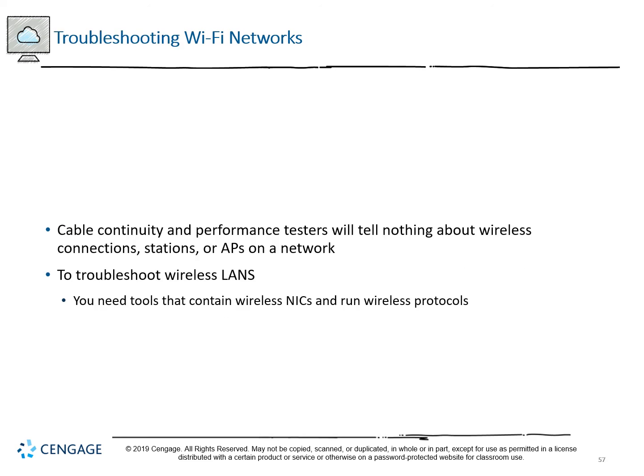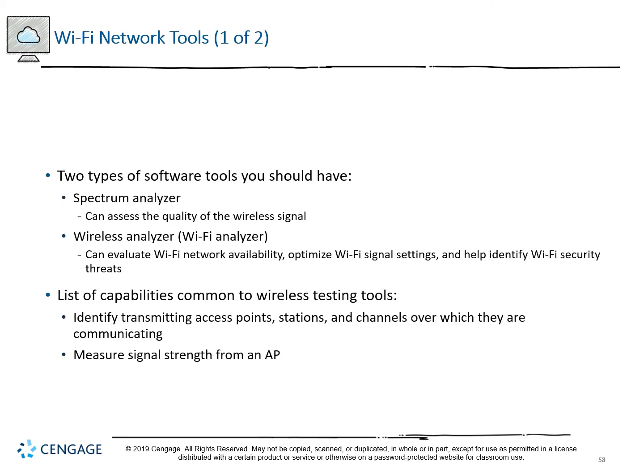Now, if we're trying to troubleshoot a Wi-Fi network, we can't use the same tools we would for a wired network. Continuity and performance testers aren't going to tell us anything about wireless connections, the stations involved or the APs. We have to use tools that specifically will deal with a wireless NIC and testing wireless protocols, so things like a spectrum analyzer. The spectrum analyzer is going to assess the quality of the wireless signal as it is just radio frequency waves. If we need something a little bit more in depth, we'll have to get a Wi-Fi analyzer, which can evaluate network availability, optimize Wi-Fi signal settings, and help identify potential threats.